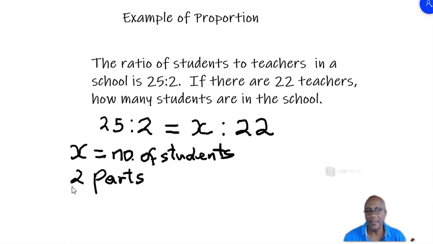Or 2 shares. And 2 parts equal 22. So if 2 parts equal 22, 1 part will be equal to 22 divided by 2, which is 11.